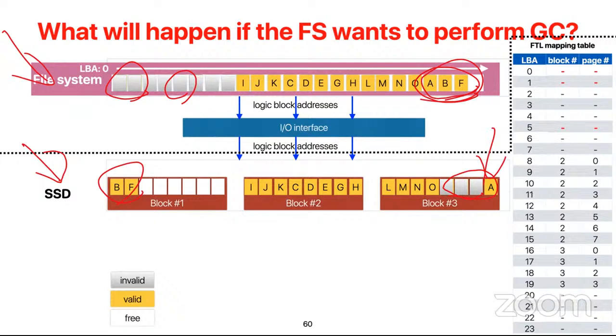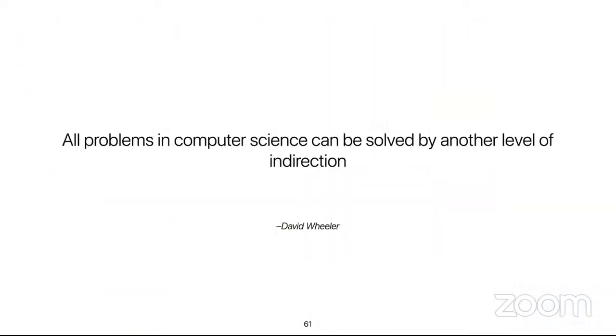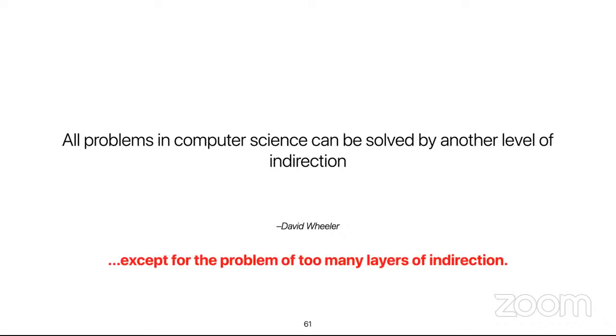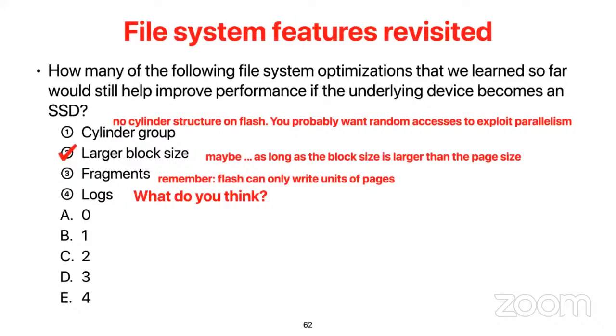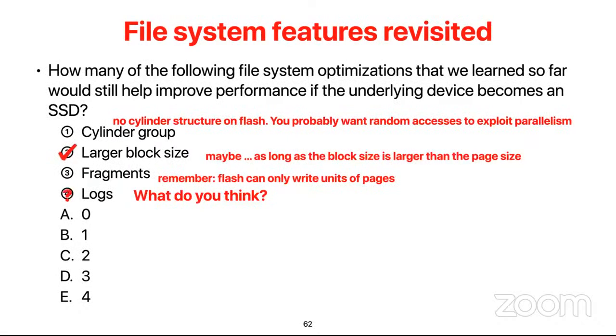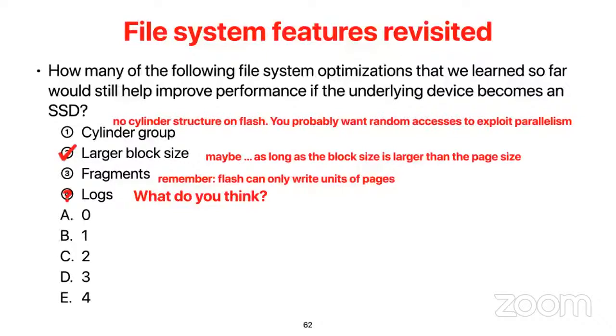And we just mentioned that writing is a really bad thing for a solid state drive's lifetime, right? So this gives you an idea that sometimes adding another layer of indirection is not a good idea. And log on log is exactly the problem of having too many layers of indirection. So for logs, I would put a question mark here. And in fact, I don't think it's a perfect idea.